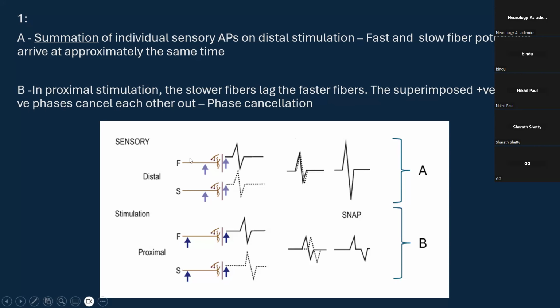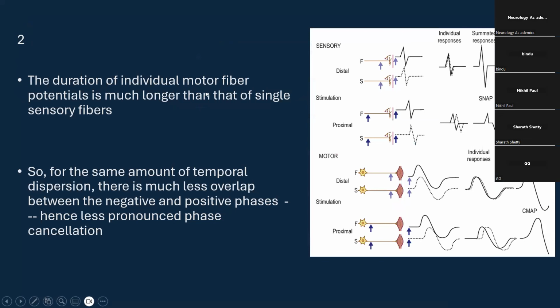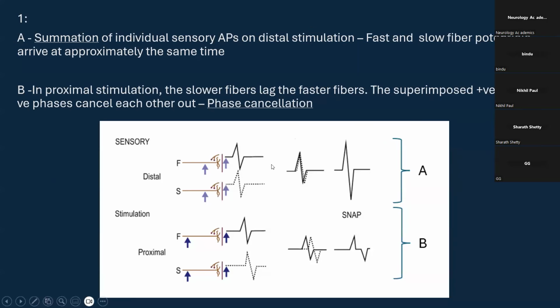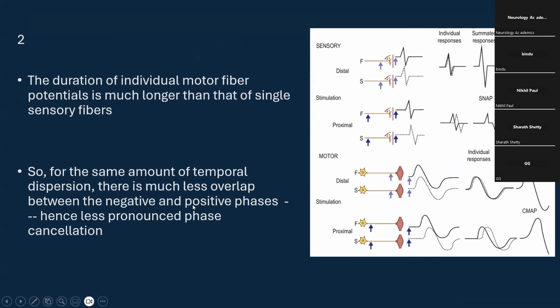This is mostly in sensory studies, but the duration of the individual motor fiber potential is much longer. Because slower and faster fibers conduct differently, this is summation, and this is the physiological temporal dispersion that you are showing. Physiological temporal dispersion.